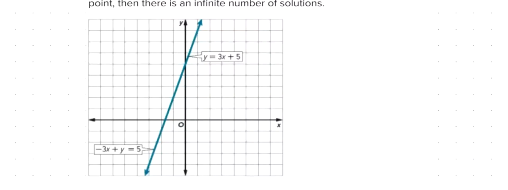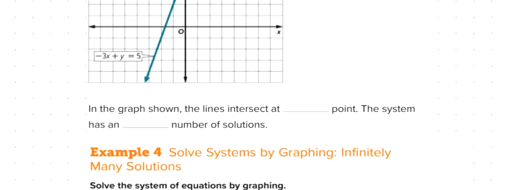So y is equal to 3x plus 5 is equal to negative 3x plus y equals 5. In the graph shown, the lines intersect at every point. The system of equations has an infinite number of solutions, okay? Let's see example number 4.